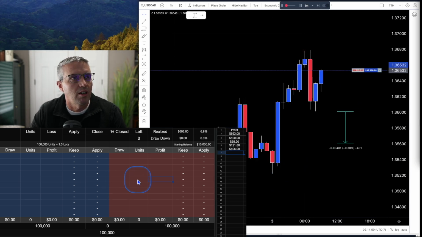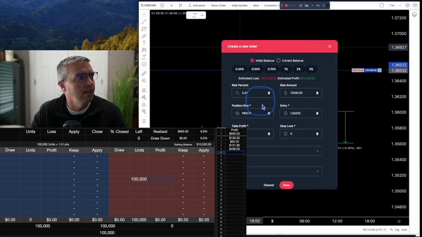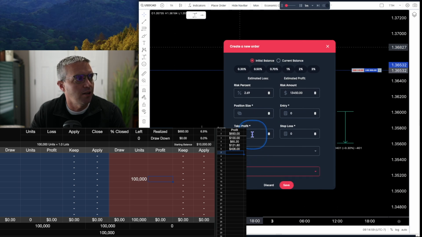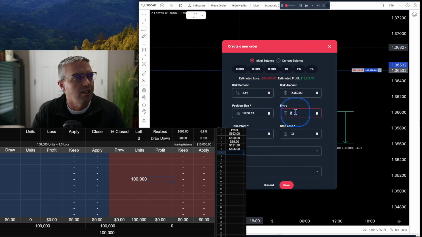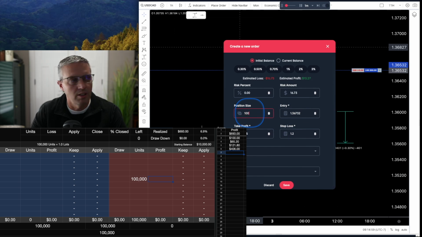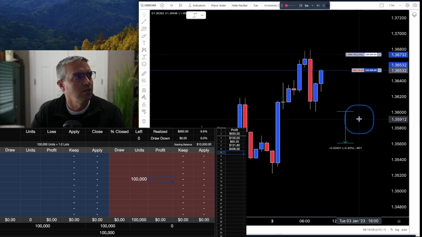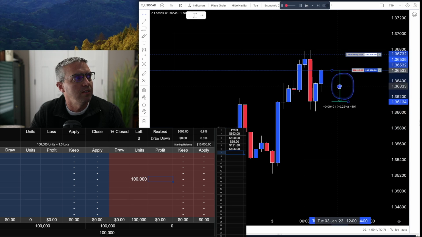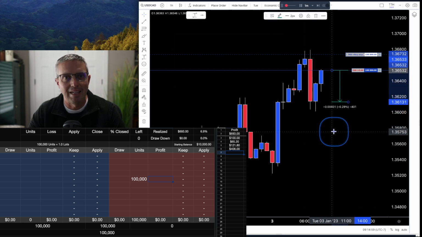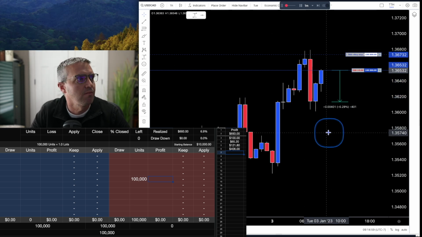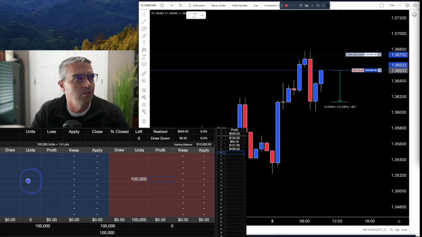All right, so we've got our 100,000 units on the short side, and we are going to protect that with a buy stop. We're going to put that 20 pips above the market, 1.36732 for 100,000 units. Now we're hoping this thing tips back over and comes back down and gives us another 40 pips. But we just don't know. Oh, we got to make sure we put 100,000 units on the board.